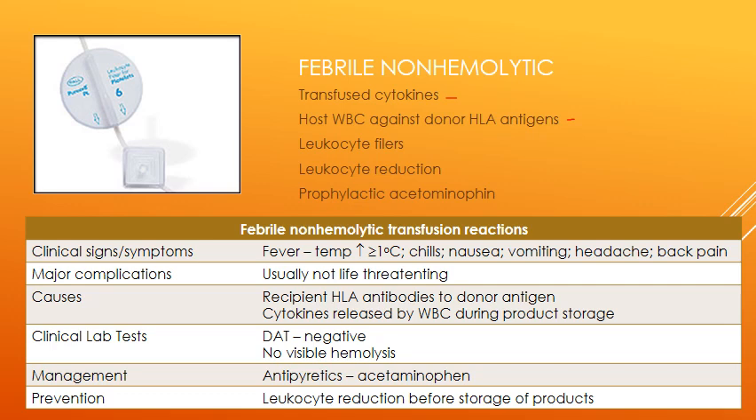The key things in the investigation: you're going to find that your DAT is negative and there's not going to be any visible hemolysis in the plasma of your post-transfusion specimen. So you're going to keep giving them anti-inflammatories in order to stop the response and help them get through it.